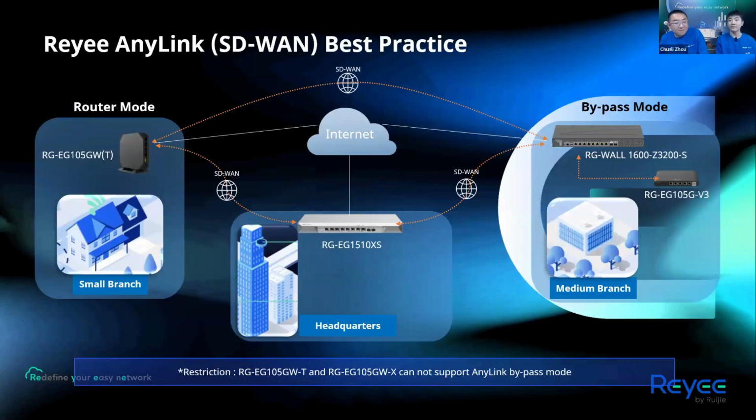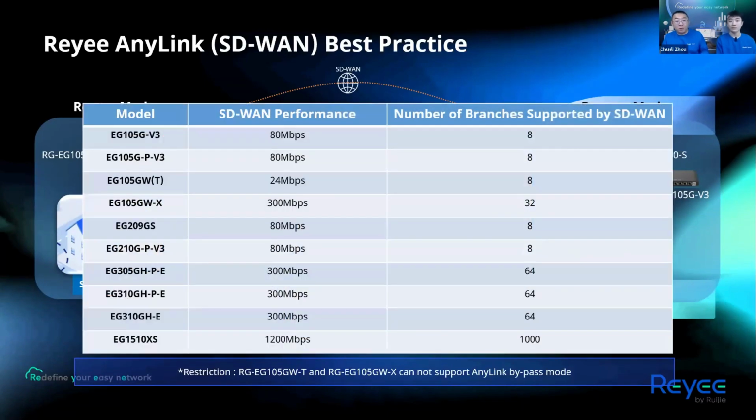So let's look at a best practice topology we share, which is a common scenario for a small business with 3 branches. Typically, we use the EG1510 or EG300 series as the headquarters, and wireless gateways for branches. And for a branch with existing firewalls, we can add an EG100 or 200 series gateway. This setup offers a cost-effective way to upgrade the entire network to SD-WAN. Right. Yes. The models mentioned here are just a reference. You can choose the appropriate gateway based on the parameters shown in the diagram to build the most suitable SD-WAN for your needs.